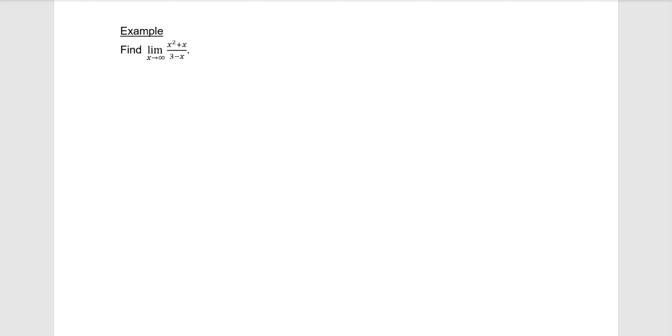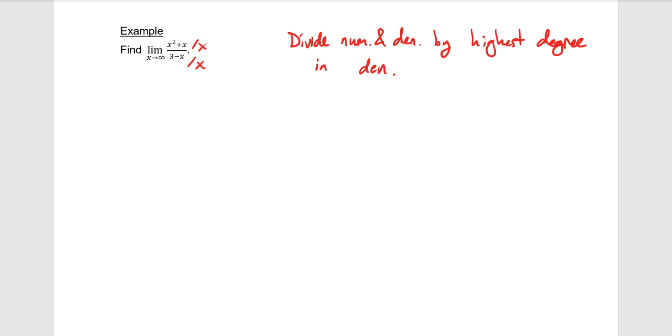Last example, we want to find the limit as x goes to infinity of x squared plus x over 3 minus x. So we're going to divide everything by the highest degree in the denominator, which in this case is x. So dividing the numerator by x and dividing every term by x, x squared divided by x is x, and then x divided by x is 1. So we're left with x plus 1 in the numerator. Denominator, 3 divided by x is 3 over x, and then x over x is 1.